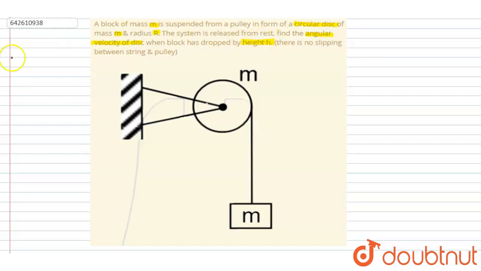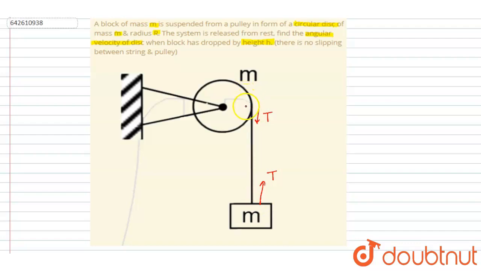Now let's do this question. First of all, see the question. This is the diagram, and if I say this tension is acting on the pulley in downward direction, then the block will be acted by tension in upward direction.